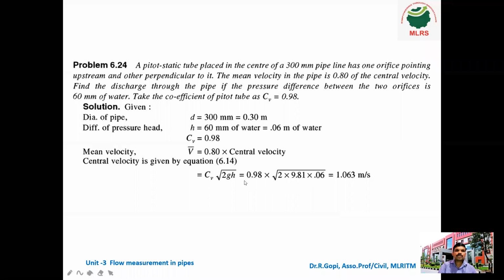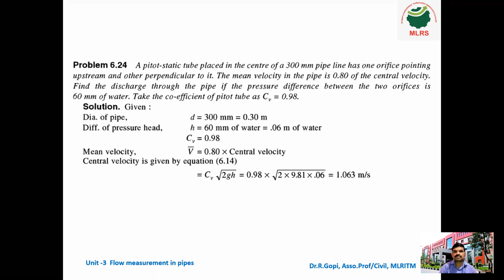So now we will move to the problem. A Pitot static tube placed in the center of a 300 mm pipe line has one orifice pointing upstream and the other perpendicular to it. The mean velocity in the pipe is 0.8 of the central velocity.